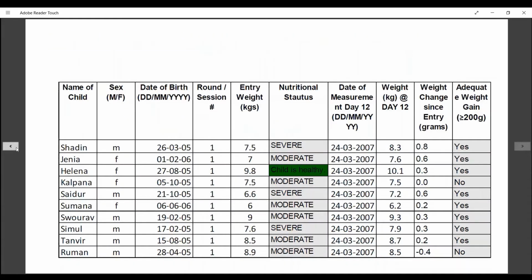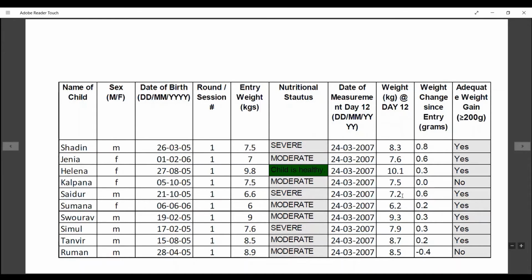You can go back to your table and identify specific children who did not gain 200 or more grams. You can see from this screen that child number 4, Kalpana, did not gain 200 or more grams. So this also, the last child, Ruman, actually has lost weight. This is important to follow up.